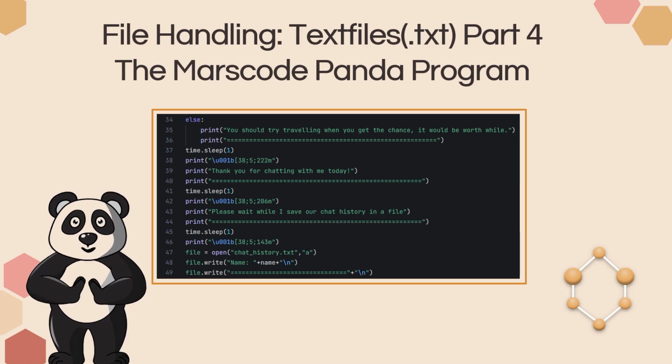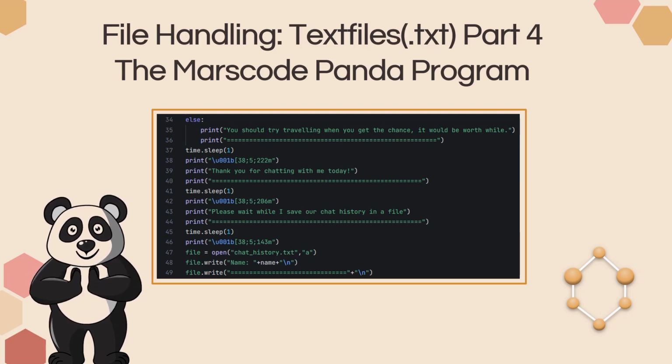Finally, we wait for 1 second again on line 37, and then the MarsCode Panda prints out this message saying, "Thank you for chatting with me today." After 1 second, the MarsCode Panda says, "Please wait while I save your chat history in a file." So here is where you would learn how, again, we're applying the code block to convert this text file into a PDF document.